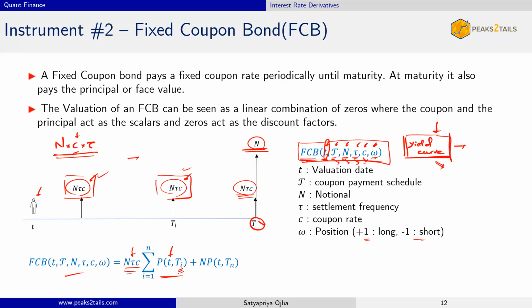ti, where i goes from 1 to n. So you can call this tn and this t1, let's say. All right, all the coupons are getting discounted by their respective discounting factor, which are the zero coupon bonds with the same maturity. And finally, you also have the notional that you discount from tn to t, small t. This is the formula for valuation of a fixed coupon bond. Any questions, guys?